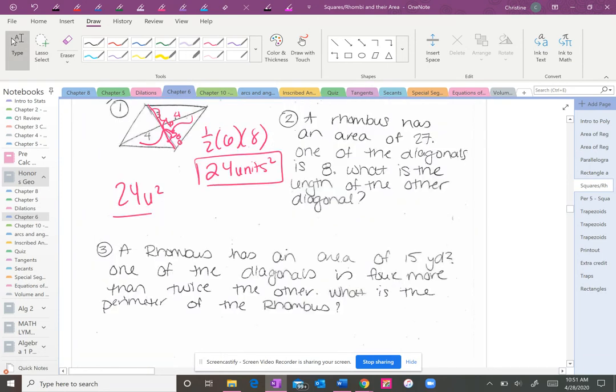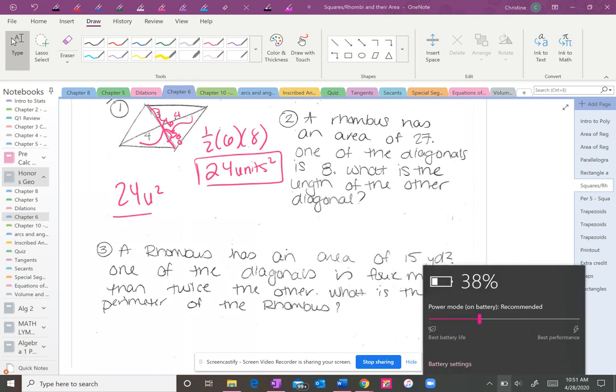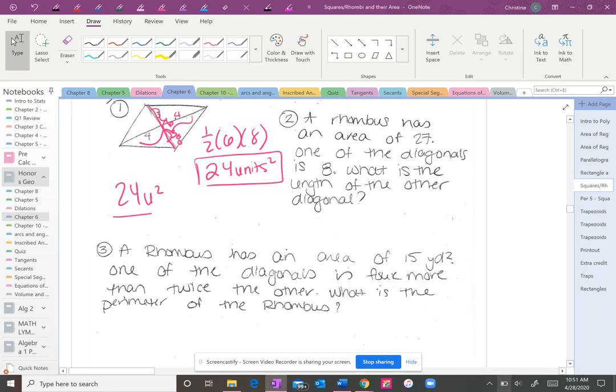A rhombus has an area of 27. One of the diagonals is 8. What is the length of the other diagonal? So the area is 1/2 d1 times d2. The area is 27. 1/2 is part of the formula. One of the diagonals is 8. It wants to know what is the other diagonal. Well, half of 8 is 4. 4 times what is 27?